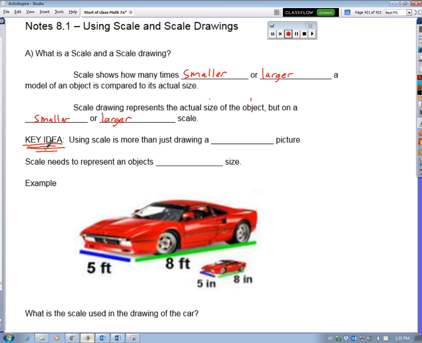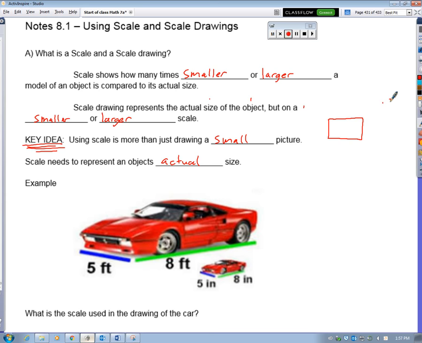Using a scale is more than just making or drawing a small picture. Alright, for example, if you're an engineer or an architect and you're drawing a picture of a building that you want built, it's more than just drawing a picture of the building on paper. Okay? The scale needs to represent an object's actual size. So for example, however long this wall is going to be compared to this wall, it needs to be the exact same actual sizes, just on a smaller version on paper.